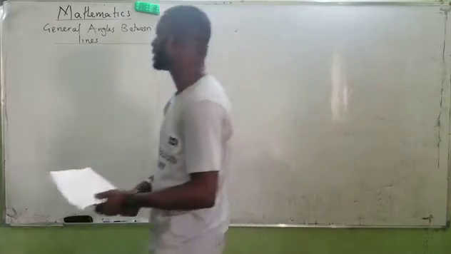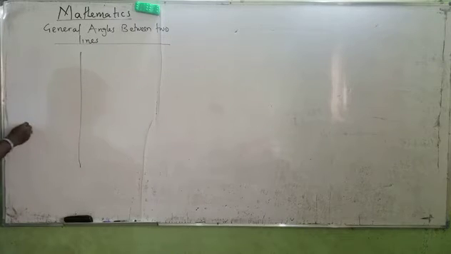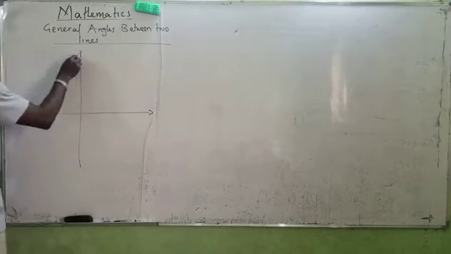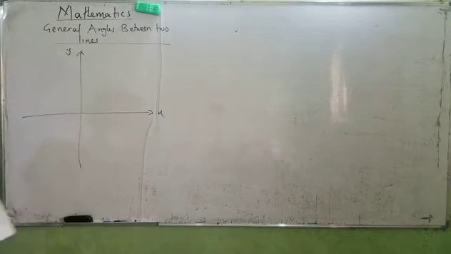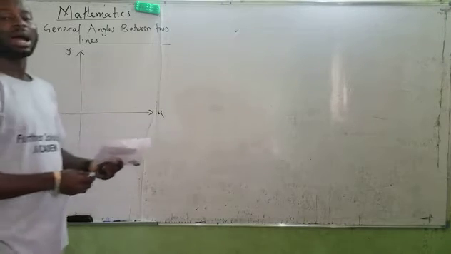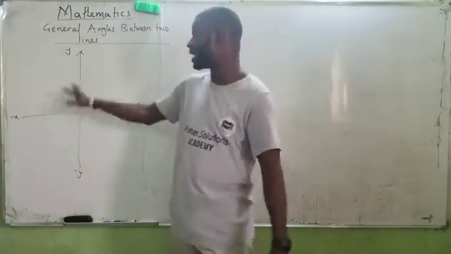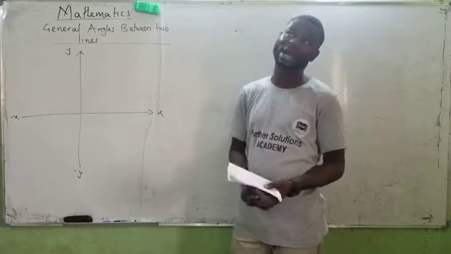Now, let me start. Don't forget that we are talking about the Cartesian plane. Here we'll be representing x, here we'll be representing y. You know that this is going to be minus x, and this is going to be minus y also. Now, it's a Cartesian plane, and the intersection between x and y will generate what? A point.